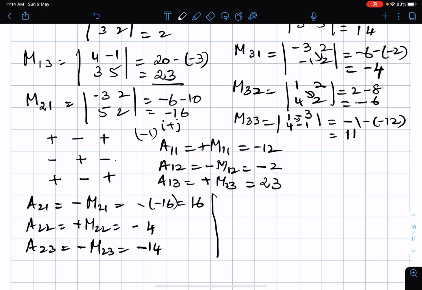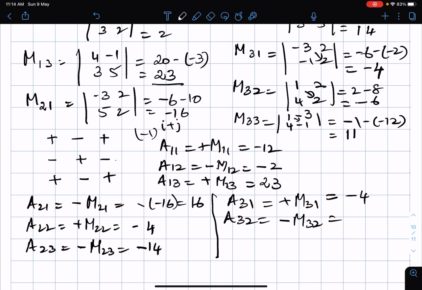Then coming to the last row, A31 is equal to plus M31. The M31 value is minus 4, so it is automatically the same. Now A32 is going to be minus M32. The M32 answer is minus of minus 6, so your answer is going to be plus 6, isn't it? 2 minus 8 is minus 6, okay.